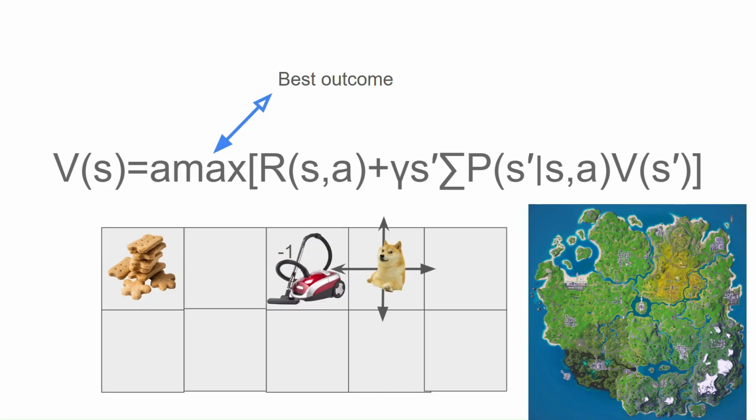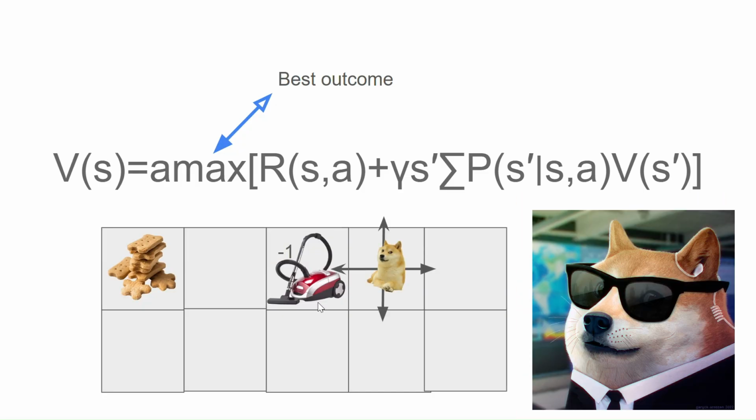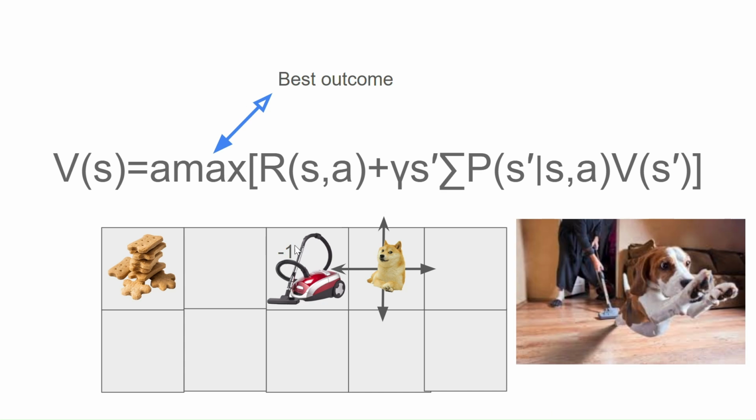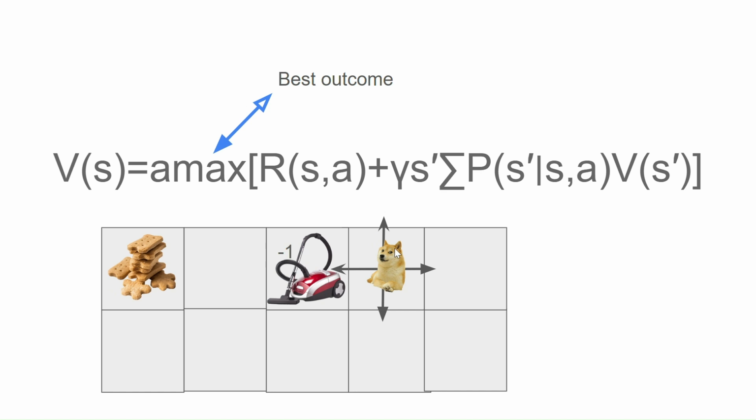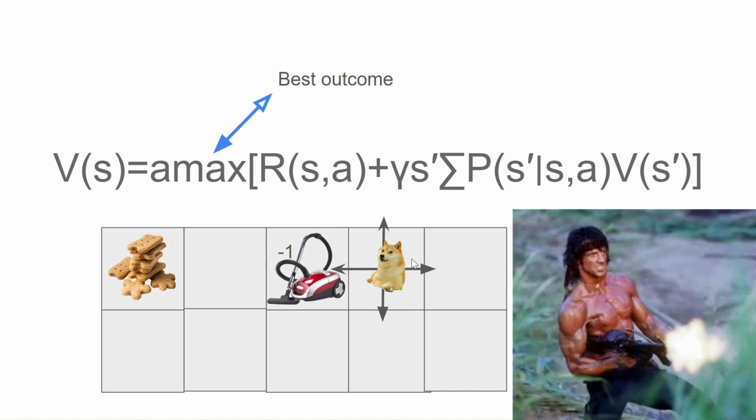You're in a map. Here's Doggo. Doggo is our agent. Doggo doesn't like vacuums. He gets a -1 reward. Doggo likes trees. These arrows are the actions that are available for Doggo. So you've got this action, this action, and this action.